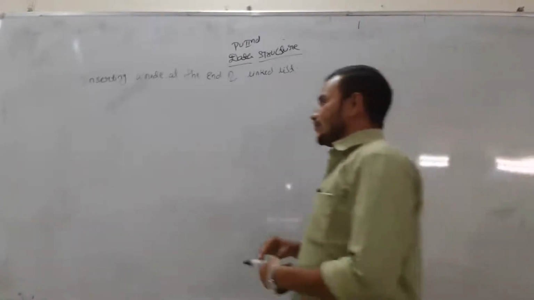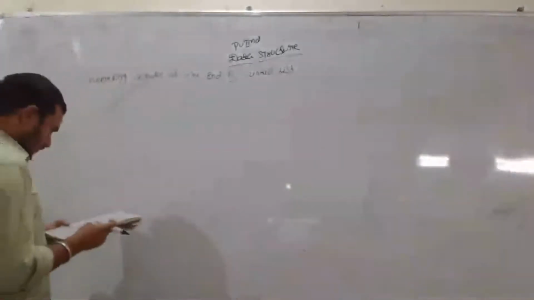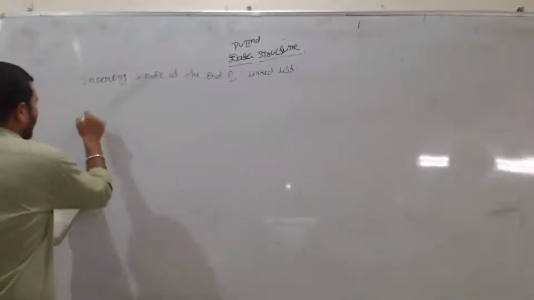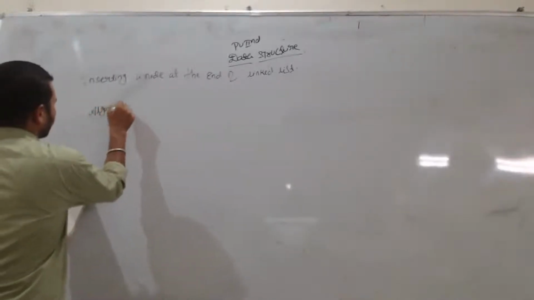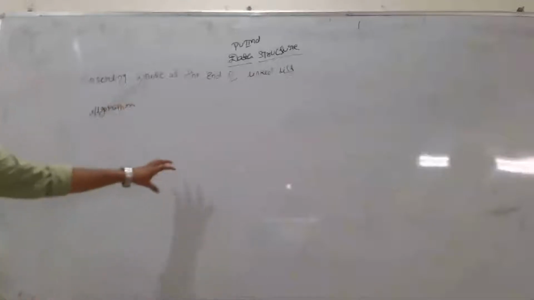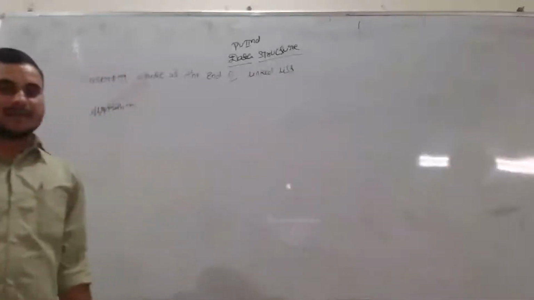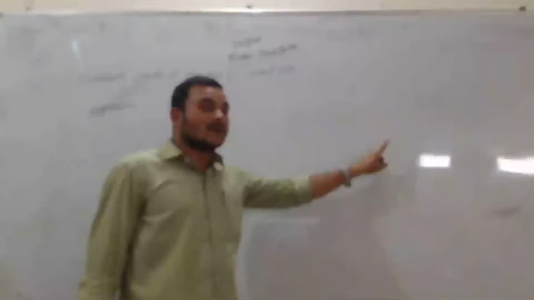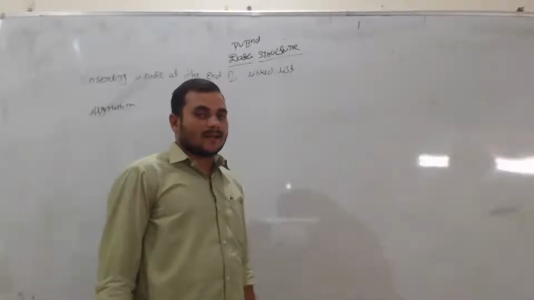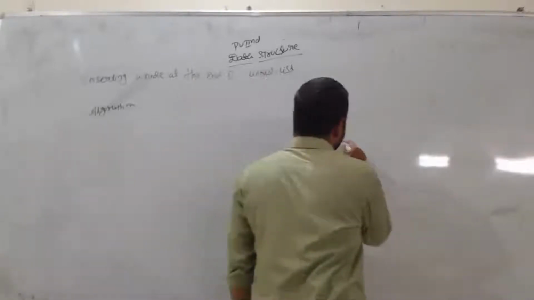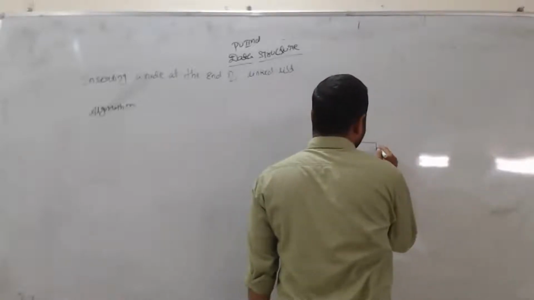How? I will show you. First I will write down the algorithm. That means you have to insert one more node at the last node only. You have to connect that new node to this last node. For example, suppose this is your node.